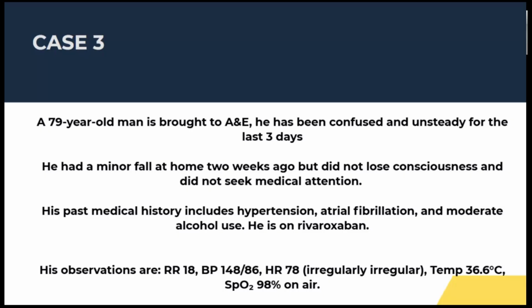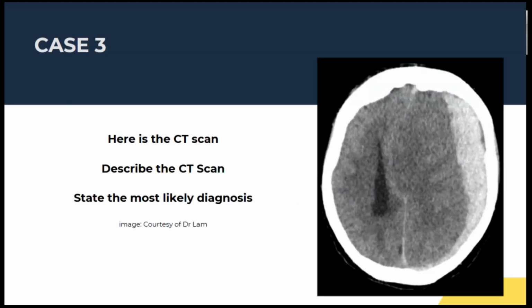In terms of his obs, we have got a respiratory rate of 18, blood pressure which is quite high, heart rate which is within the normal range, but irregular due to his atrial fibrillation. He's got a bit of a low temperature, but apart from that, his obs are normal. So we know the drill. We've got our CT scan. Can we describe it and state the most likely diagnosis?